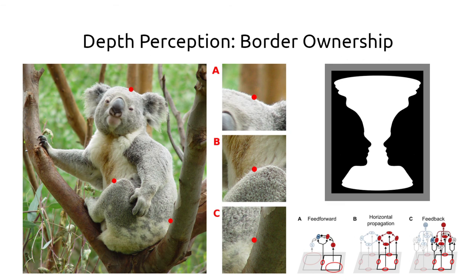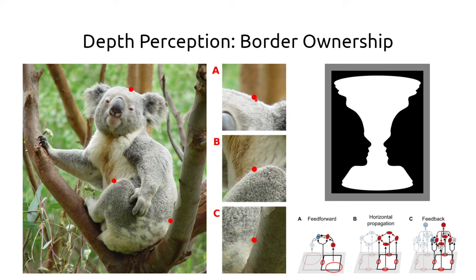These lines that V1 is detecting: I have this visual scene, and I have neurons, as I've described, where maybe there's a neuron that's sensitive to horizontal lines at this location where this top red dot is on the koala's head. And so in V1, I would probably have a neuron that is quite active because it's sensitive to this location here.